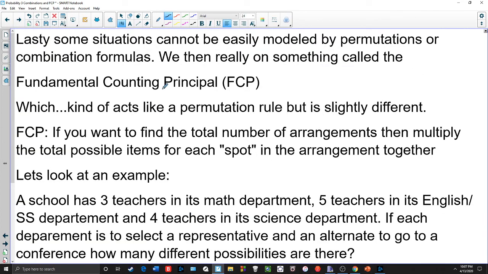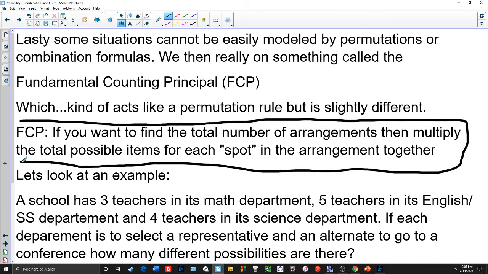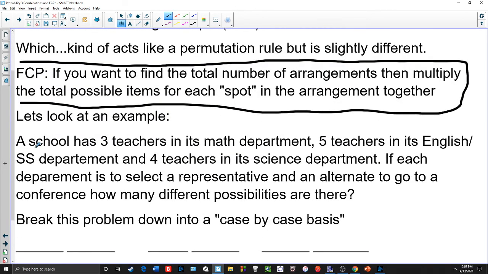And lastly, we have this thing called the FCP. So the FCP is kind of like a modified permutation rule. What the FCP, or fundamental counting principle, basically says is, if you want to find the total number of arrangements, then multiply the total number of items for each spot together. So let me give you an example here.